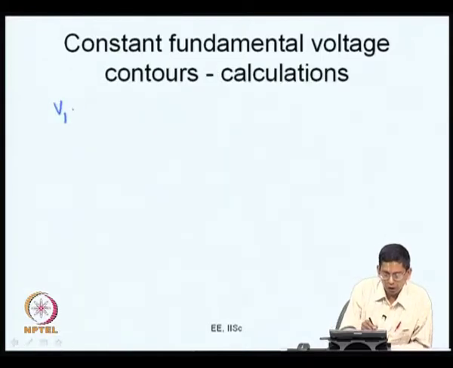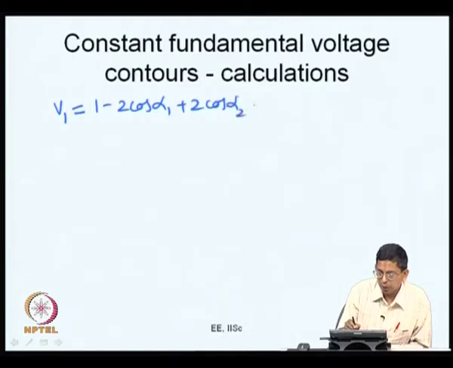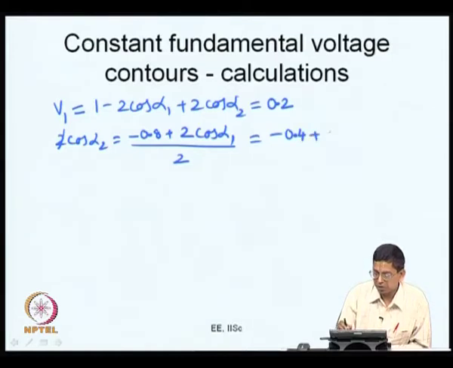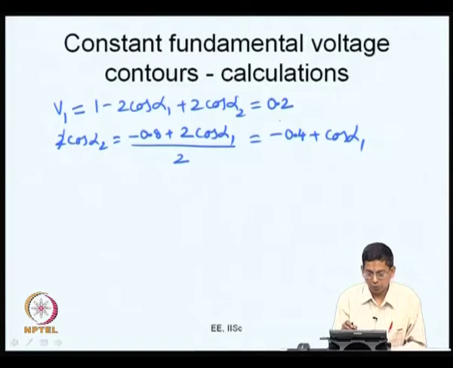If you want V1 is equal to 0.2, all that you need to do is V1 is equal to 1 minus 2 cos alpha 1 plus 2 cos alpha 2 equals 0.2. You substitute different values of alpha 1 and you get different values of alpha 2. So, your 2 cos alpha 2 is now 0.2 minus 1, which is minus 0.8, plus 2 cos alpha 1. Your cos alpha 2 is the whole thing divided by 2, that is minus 0.4 plus cos alpha 1. I hope I am not making any mistakes here. So, 0.2 minus 1 is minus 0.8, minus 0.8 plus 2 cos alpha 1, the whole thing divided by 2. So, your cos alpha 2 is minus 0.4 plus cos alpha 1, and you take the cos inverse of that to get what you want.